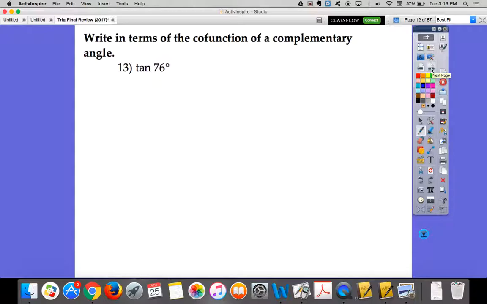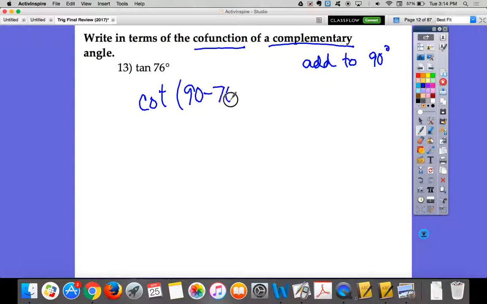Okay. Write in terms of the cofunction of a complementary angle. Please remember that complement means that we add to 90. Okay, so remember, it's cofunctions. They've got both the terms in here that are supposed to clue you into what to do. The cofunction of tangent is cotangent. And then complement means, let's take this and we're going to do 90 minus 76. So 90 minus 76, I do believe that's 14, but let's just type it in, just to make sure I don't make a crazy mistake. And that is it, cotangent of 14.